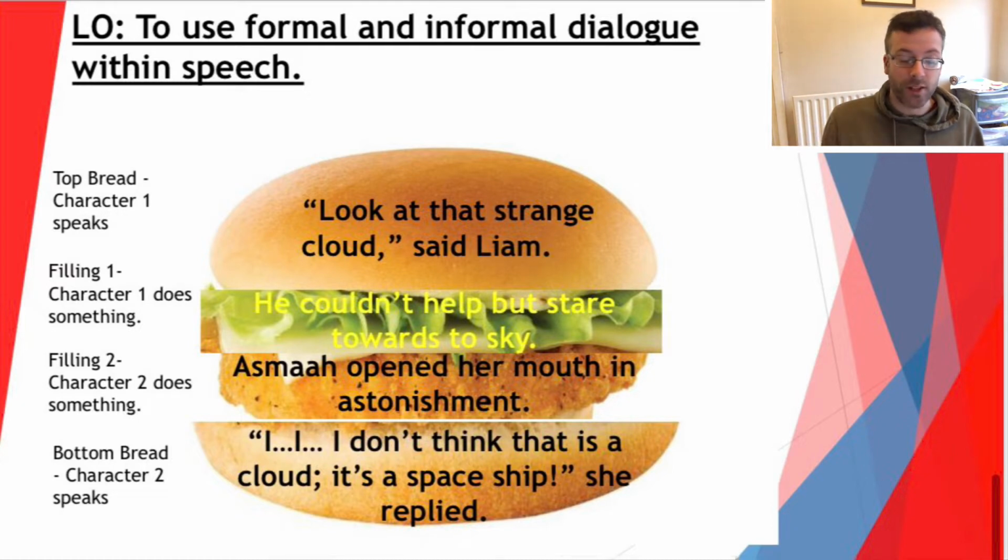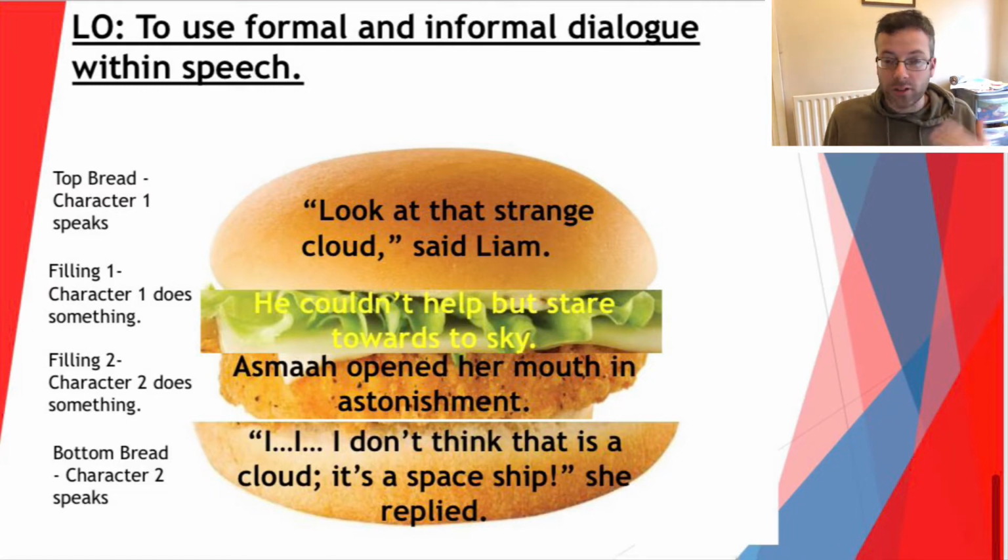So we're going to add some filling. Our first bit of filling, which might be the cheese or the salad, is when Liam says something, he's then going to do something. So we've got Liam: "You couldn't help but stare towards the sky." And then our second filling, in this case the chicken, is where our second character does something. So Asma opened her mouth in astonishment.